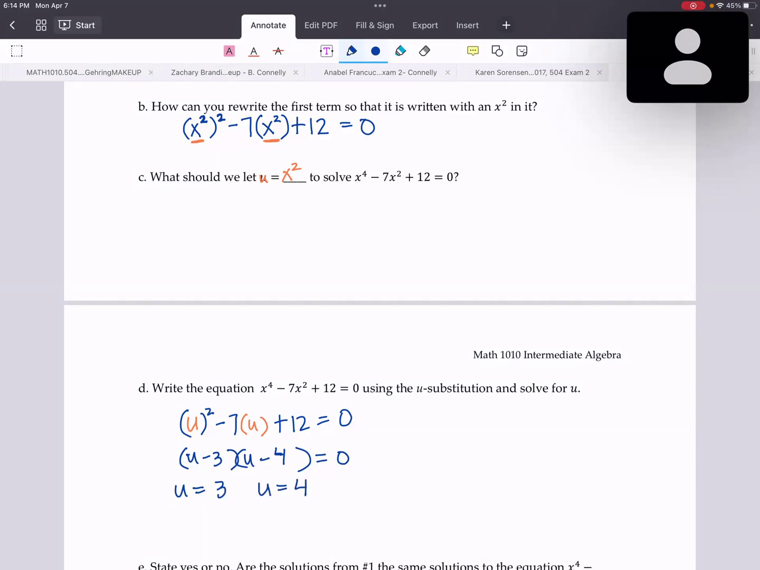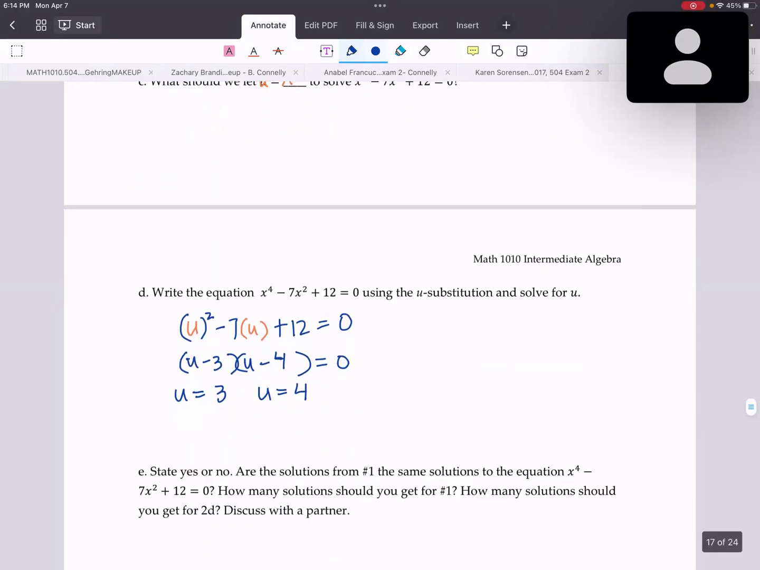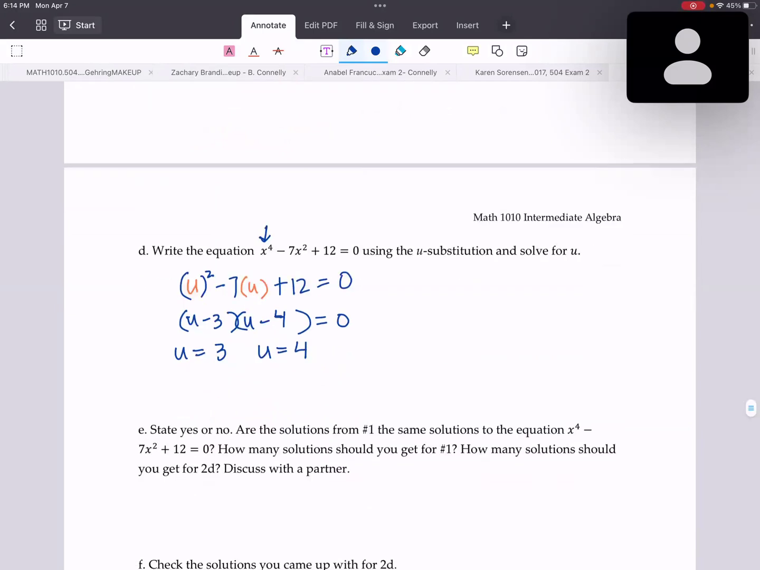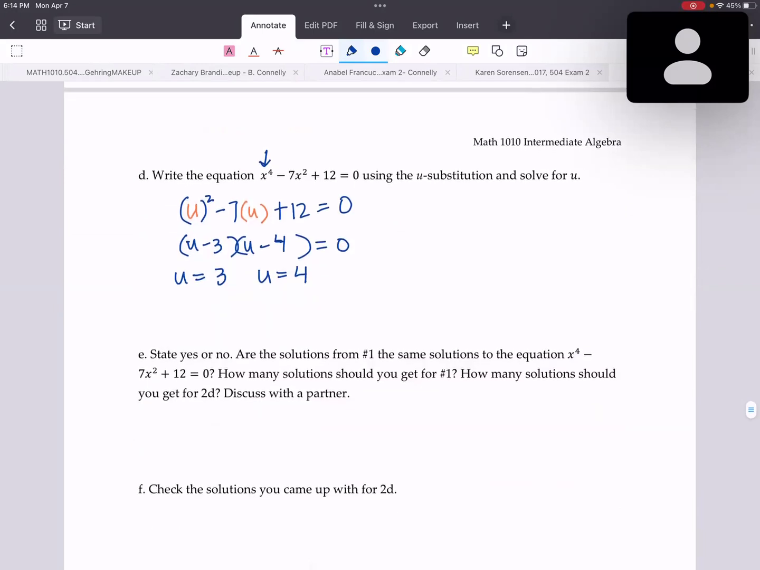Okay, however, I'm not done because I solved for U, but remember I had x's that I was trying to solve for before. So I need to make sure that I put that back in, right? I gotta remember I said I'd let U equal x squared is what I did.